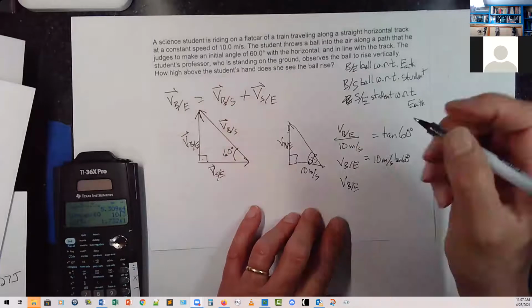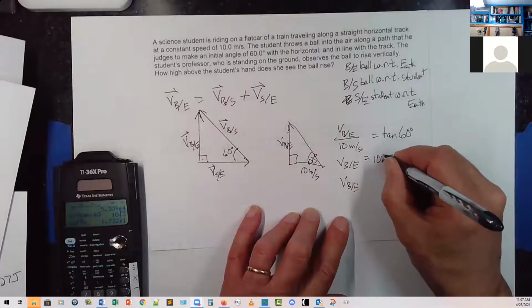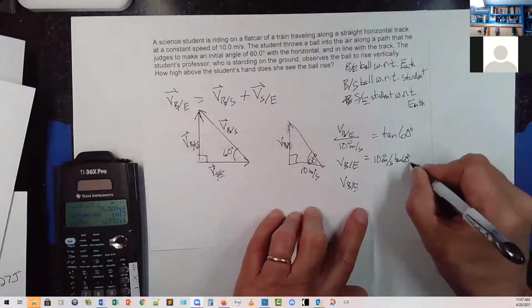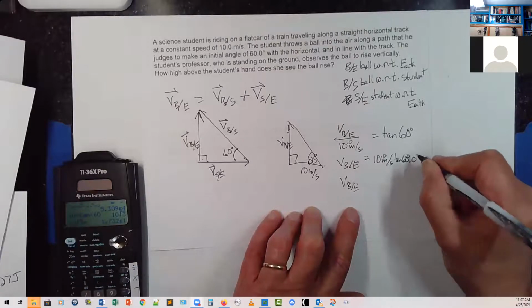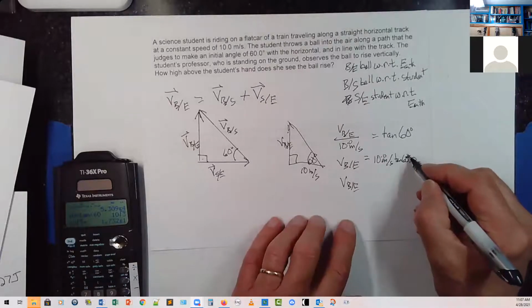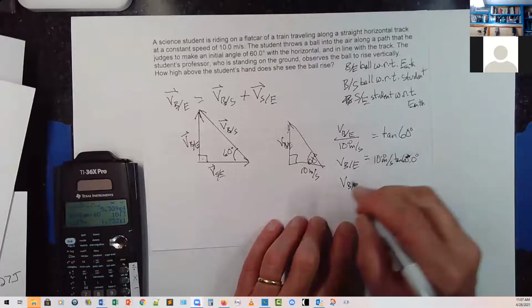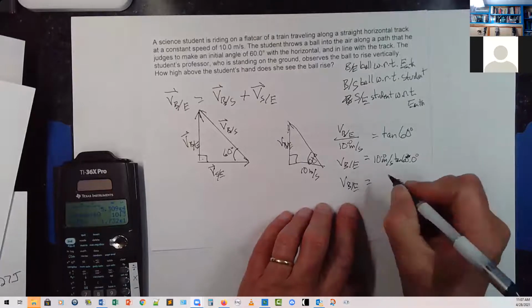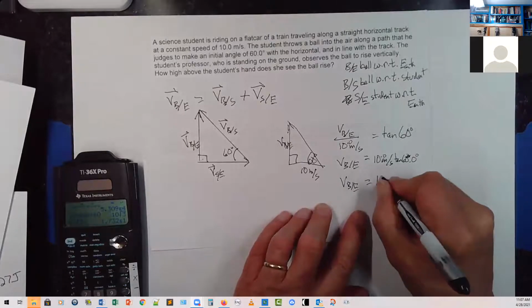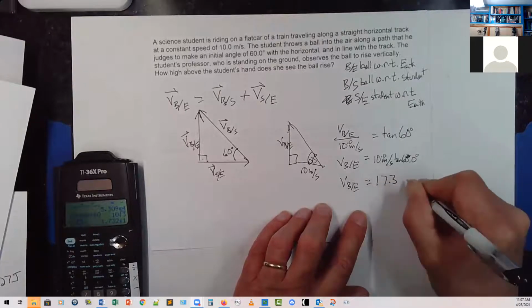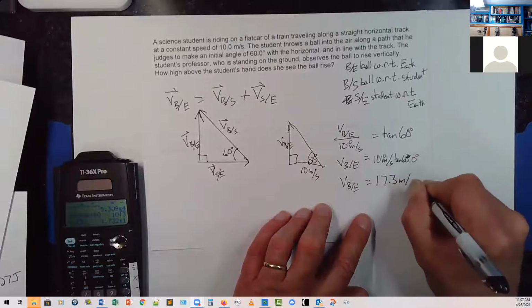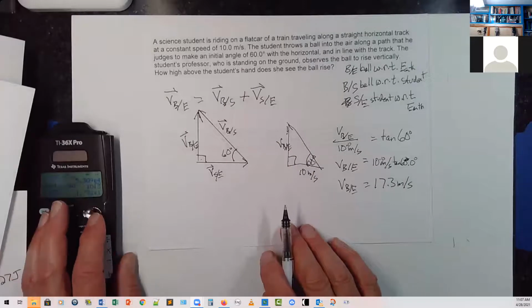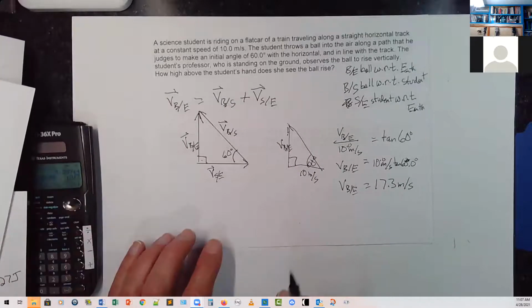Now, it was 10.0, so I can keep 3 significant figures. It's also 60.0 degrees. That was kind of sloppy of me. I should always try to write the correct number of significant figures in my solution. So anyway, 17.3 meters per second was the initial velocity upward. So how high up will it go?